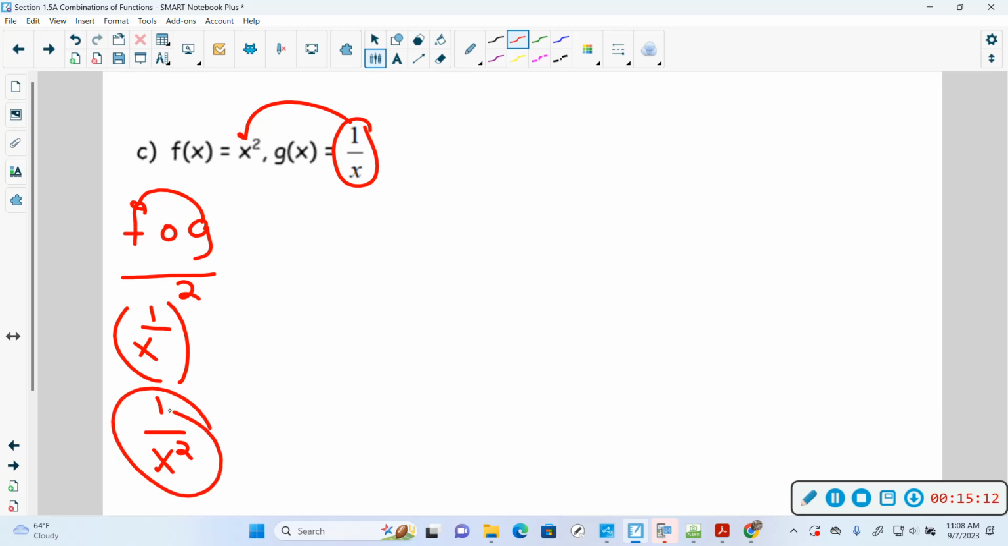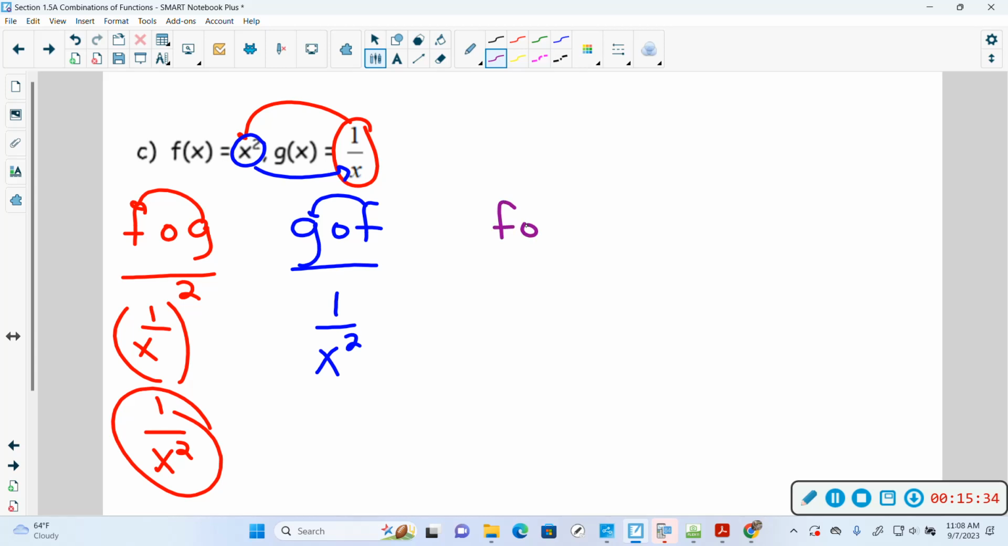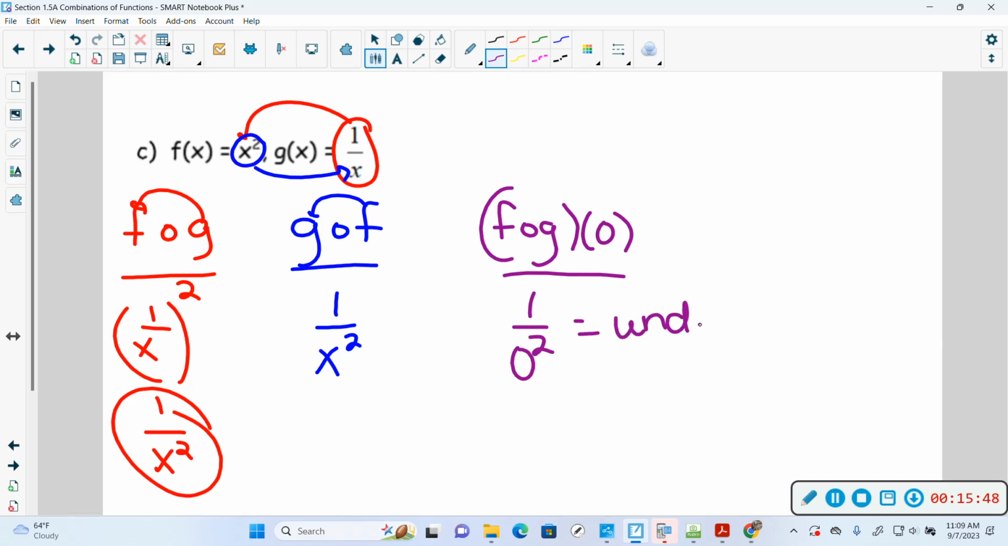Now let's do the opposite. G of f. Right into left, f into g. And again, we end up with the same answer. It happens, because when we replace the x with x squared, here we are. Now, besides just the fact that it's super hot in here, I'm starting to sweat a little on this one. Because if I put 0 in here, what's 0 squared? Undefined. Well, yeah, we're going to have 0 under the line, which is undefined. Got it. So any questions on that?